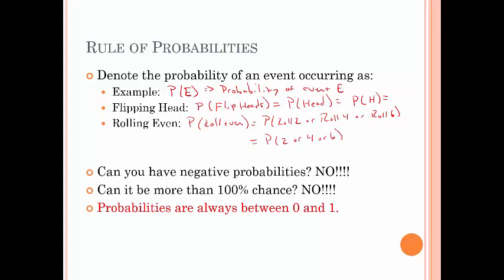Okay, so can you have negative probabilities? Absolutely not. You can never have the probability of some event happening be like negative 0.2. That just doesn't work. Can you have a probability that's more than 100% chance? No. You can never have the probability of some event be equal to like 1.2. You can't do that. We're always going to show probabilities as decimals between 0 and 1. If something has a probability of 0, it never happens, and 1 signifies 100%, meaning it always happens.